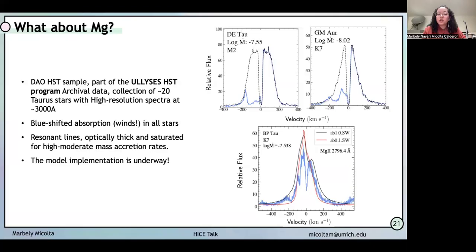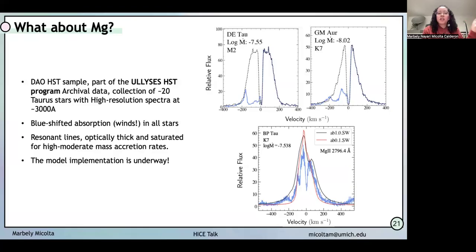We think it might be promising for the low accretion stars, where the lines are not saturated because you have lower density, because you have low accretion rates. That is actually interesting to explore, because that's where we're having trouble with the calcium lines, because you have the chromosphere.